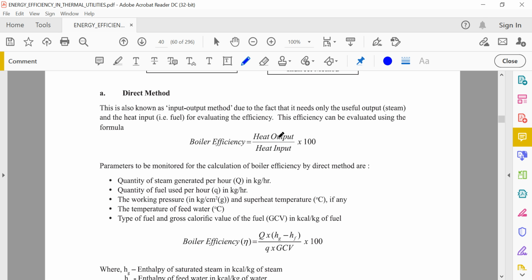Now, what's the heat output? Heat output is basically the heat gained by the water, and the heat input is the heat content of the fuel. To calculate the heat output, we need to know the feed temperature of the water, the steam pressure in the boiler, and the flow rate of steam.